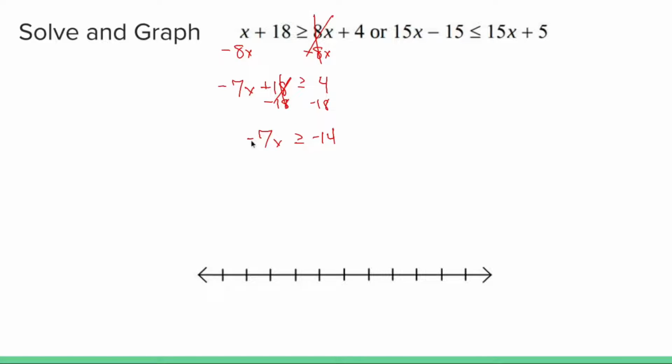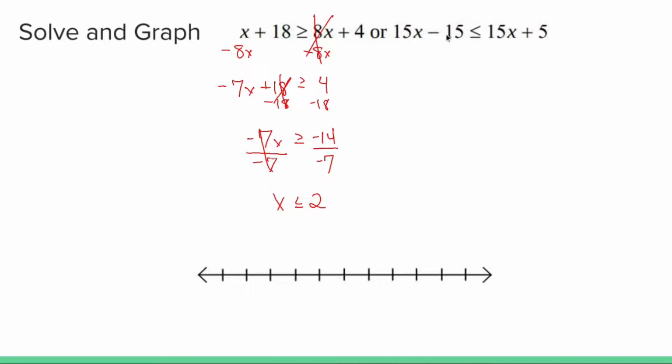Now, the next step is to divide both sides by negative 7. Whenever you multiply or divide an inequality by a negative, you must flip the sign like that. And so this guy started out like this and ended up like x is less than or equal to 2.